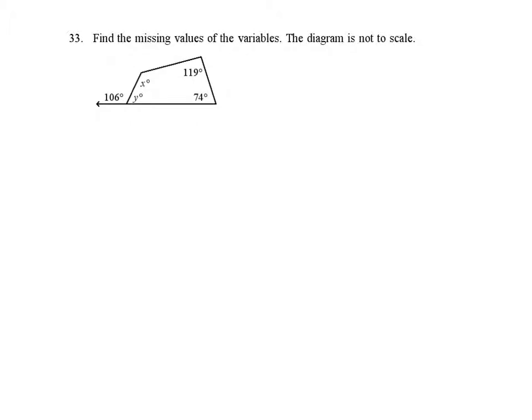3 says, find the missing values of the variables. The diagram is not to scale. So we need to find x and y. The first thing I notice is that y and 106 together form a straight line. So if I add y plus 106, they should equal 180.